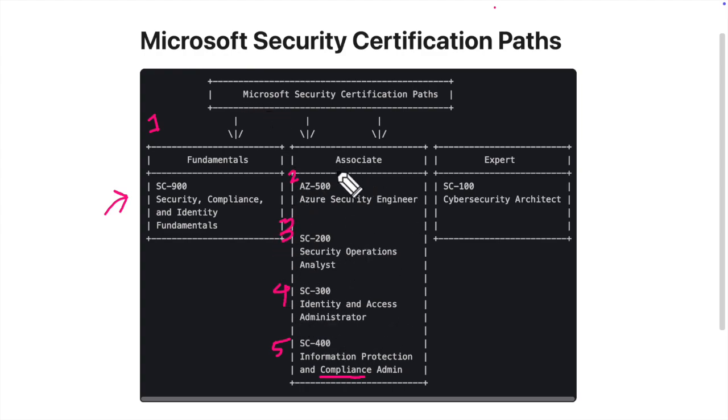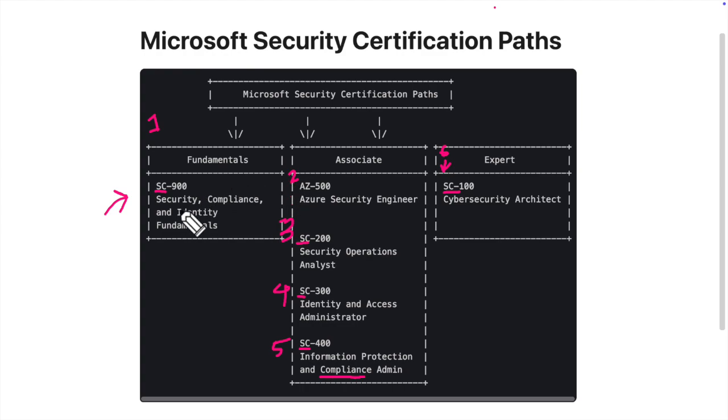And finally, once you complete these, you can jump to the sixth certification. This is called Cybersecurity Expert, for expert level, and the exam code is SC 100, Cybersecurity Architect. So now check carefully, SC, SC, and SC. These are the main core certifications.